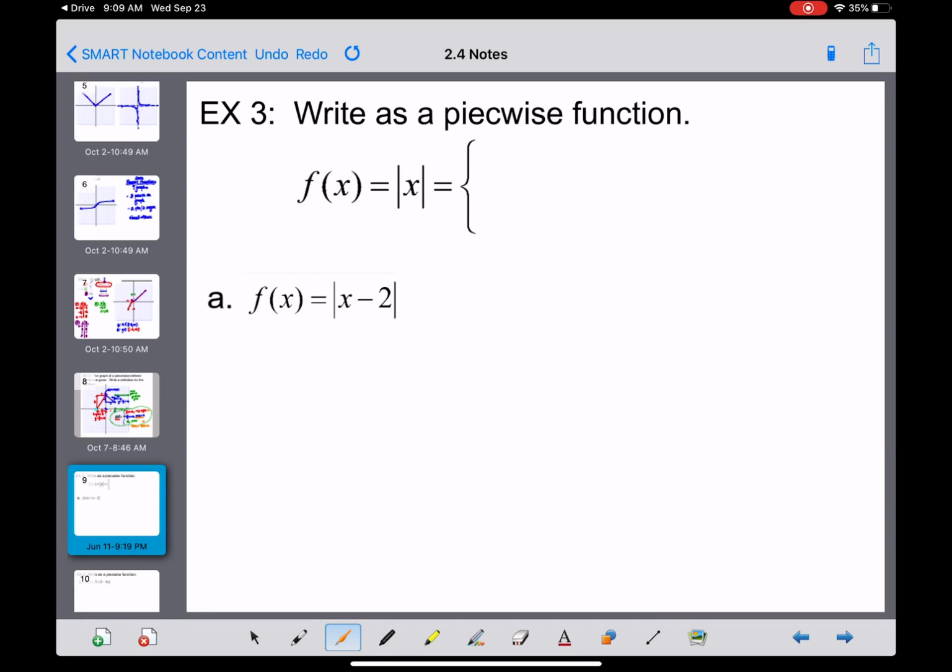The last thing we're going to talk about is how to write an absolute value equation as a piecewise function. So that's our last objective: write absolute value functions as piecewise functions.